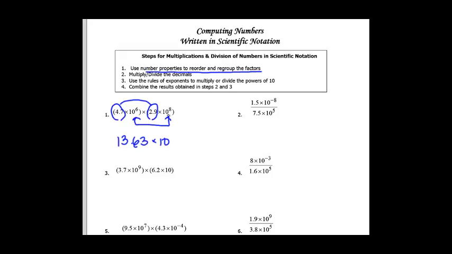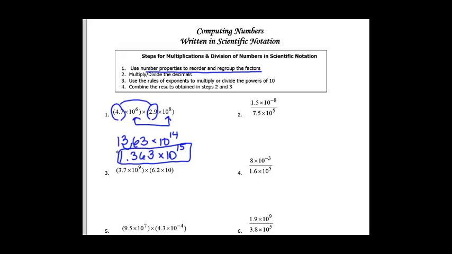I use my powers of 10, and it becomes 10 to the 14th. Now, there is one final step here. That number is not in proper scientific notation. So in order to do that, I need to move my decimal one place to the left, making it 1.363. Since I made that number smaller by a power of 10, I have to make this exponent larger by 1, or to make my second factor larger by a power of 10.